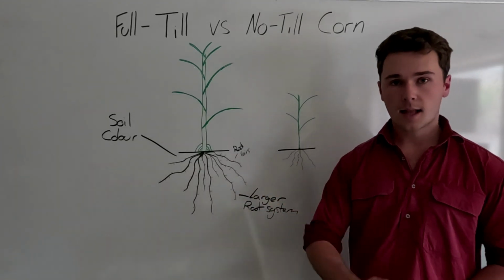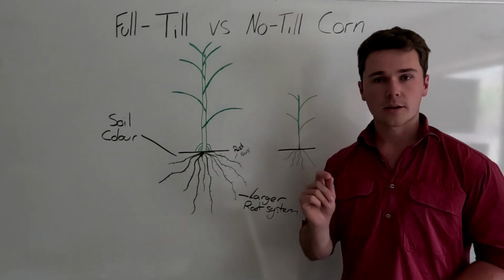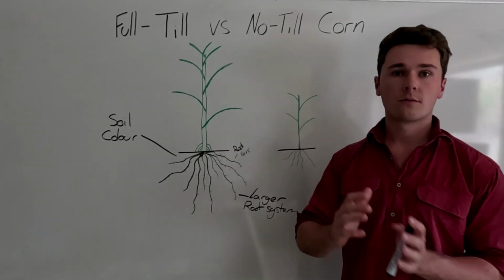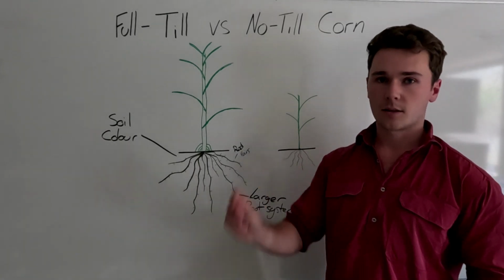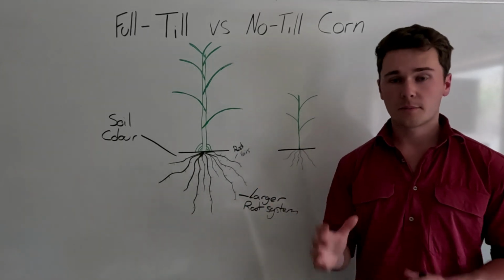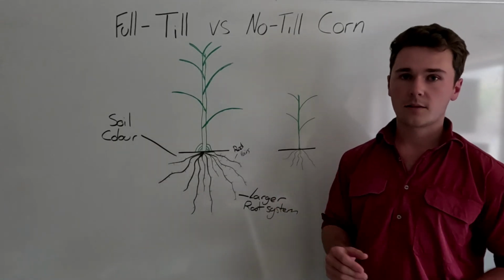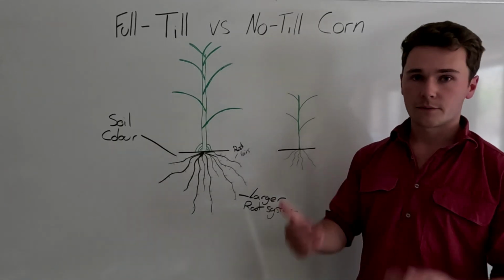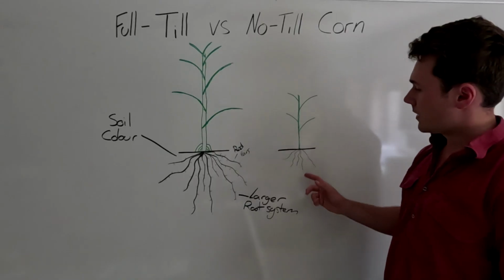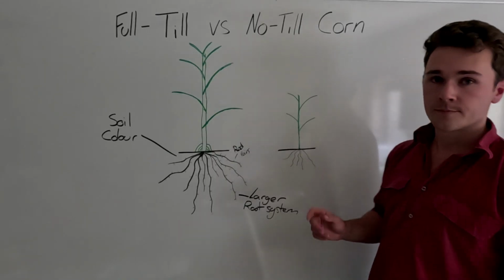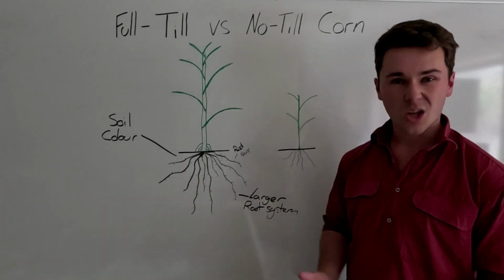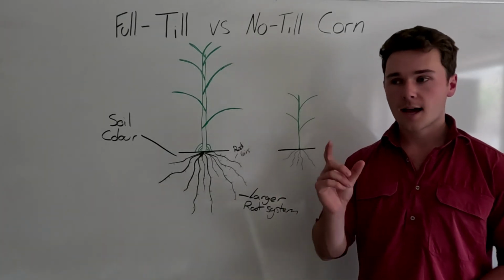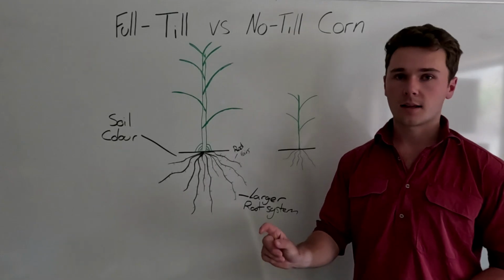The other thing is color. Now color, especially that dark green color, is indicative of chlorophyll content in the leaves. Chlorophyll is what actually captures the light. And so if you have a really dark leaf, it means you have more chlorophyll packed into that leaf, making it more efficient. Now, in the full-till corn, it was a lot paler, a lighter color, meaning that chlorophyll content wasn't packed into that leaf.